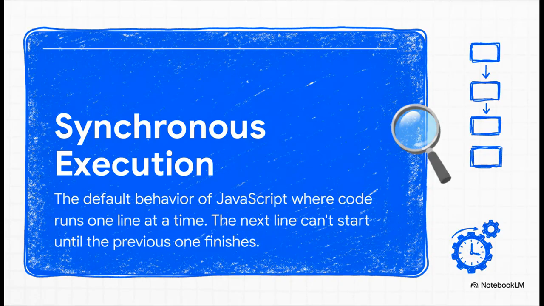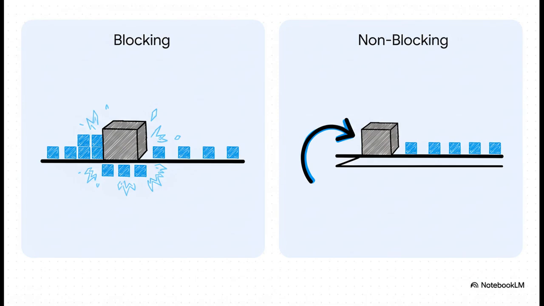See, by default, JavaScript is synchronous. Just think of it like a single-lane road. Every line of code is a car, and it has to go through before the next car can even start moving. So what happens if one car just stops, say to read a big file or call out to a slow API? Yep, the entire highway grinds to a halt. Total gridlock.